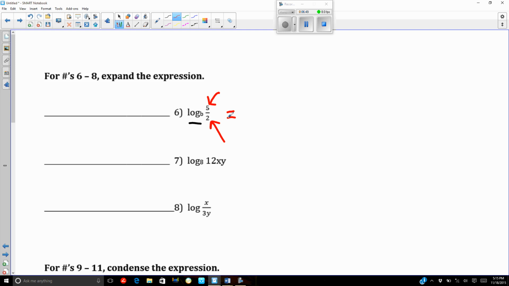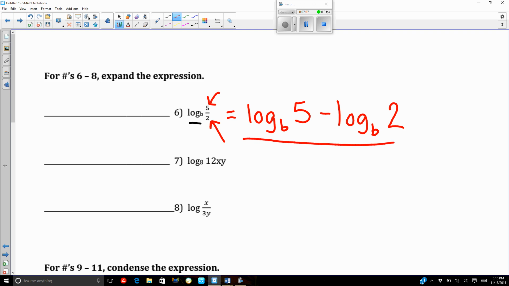So 5 divided by 2, look up at your properties. Division, of course, converts to subtraction. So this is log base B5 minus log base B2. And that is your answer. Why I did not put that on the answer line, I don't know, but it goes there on the answer line. Notice the base does not change for number 6 at all.